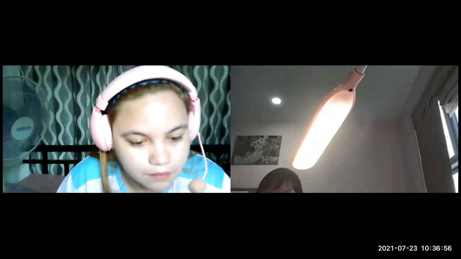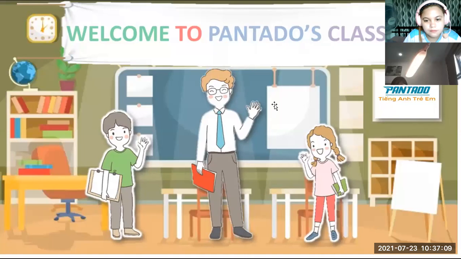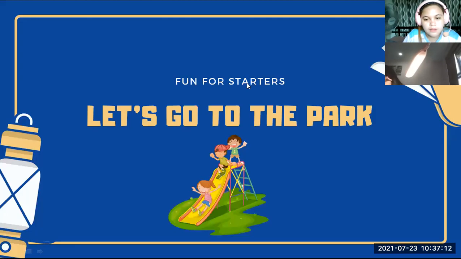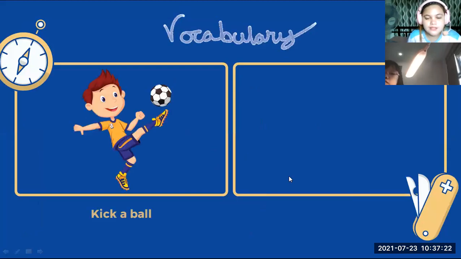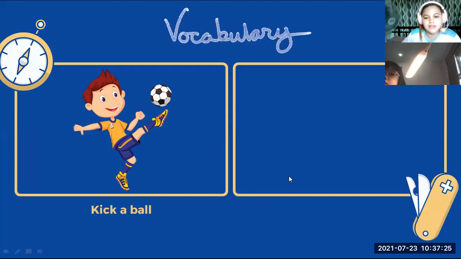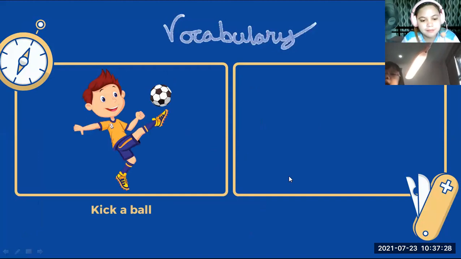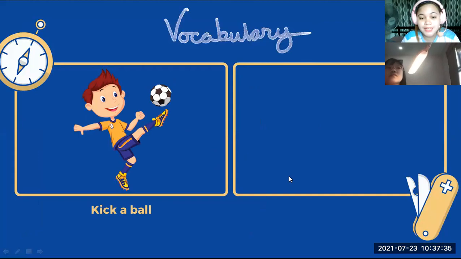Okay, wait a minute, Han. Let's open the next one. Okay, so our next lesson, Han, will be about let's go to the park. So it means that our lesson is about the park. Look at this one, Han. What is the boy doing in the picture? Kick a ball. Okay, so what are the sports that kick a ball?